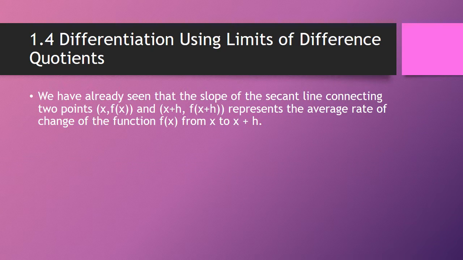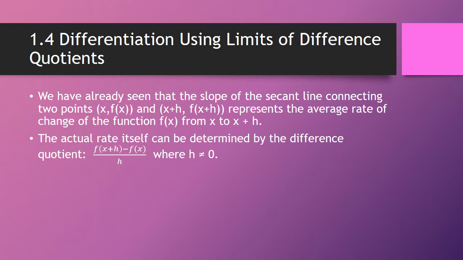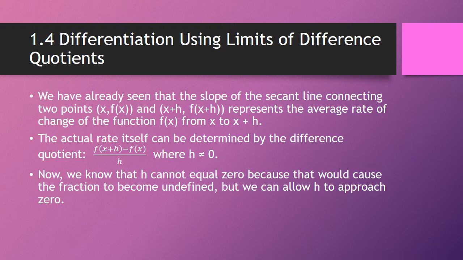So we've already seen that the slope of the secant line that connects 2 points, (x, f of x) and (x plus h, f of x plus h), represents the average rate of change of the function from x to x plus h. And we've seen that the actual rate itself can be determined by the difference quotient, which is f of x plus h minus f of x over h, as long as h is not 0.